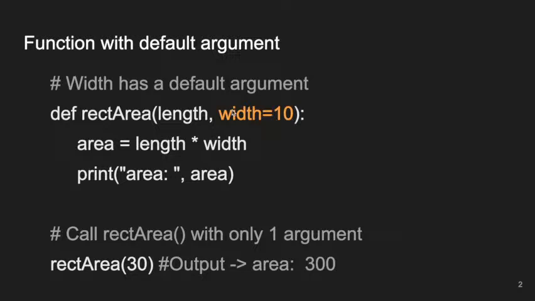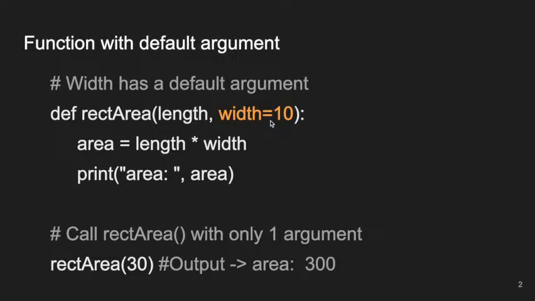Okay, so rect area is going to calculate the area of a rectangle with two variables, length and width, and then we also print the area. But if you don't supply the width, this function still works because you set the default of width to 10. Okay, so this is how you do it.